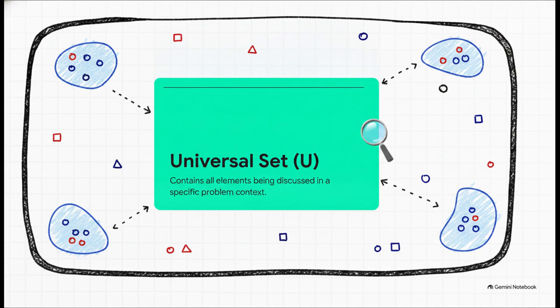I really love this analogy. Think of the universal set as an entire country. Every other set we talk about is just a smaller county inside that country. Every single element in every other set is pulled directly from that universal set. It acts as the absolute boundary of our mathematical universe for that specific problem.